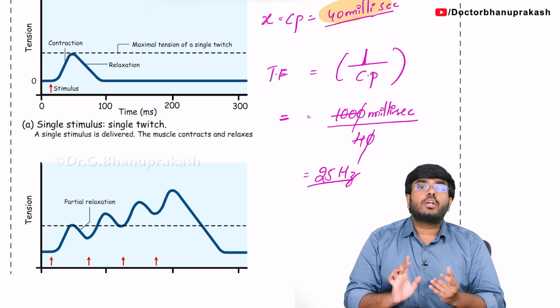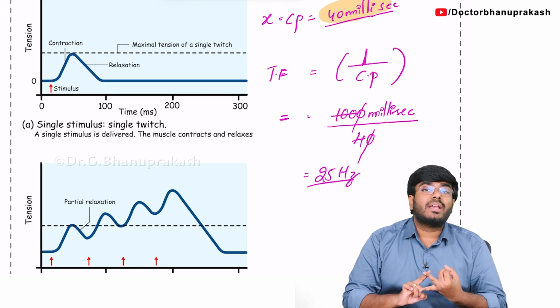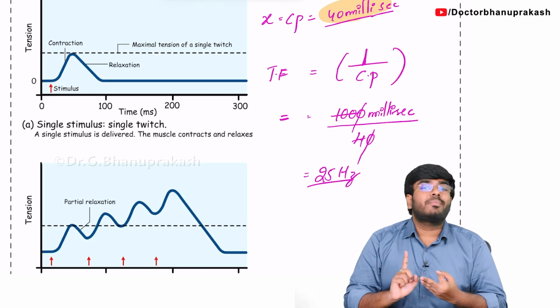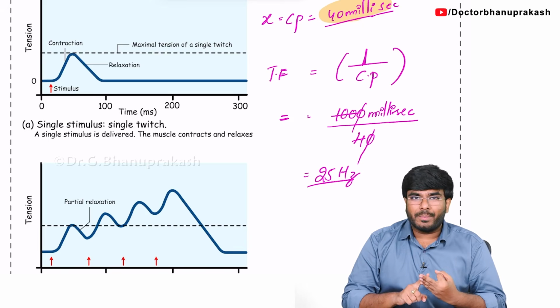So with this, the topic of the neuromuscular junctions, the disorders related to the neuromuscular junction, and also the motor units, types of motor units, and the parameters on which force generation depends, is completed.